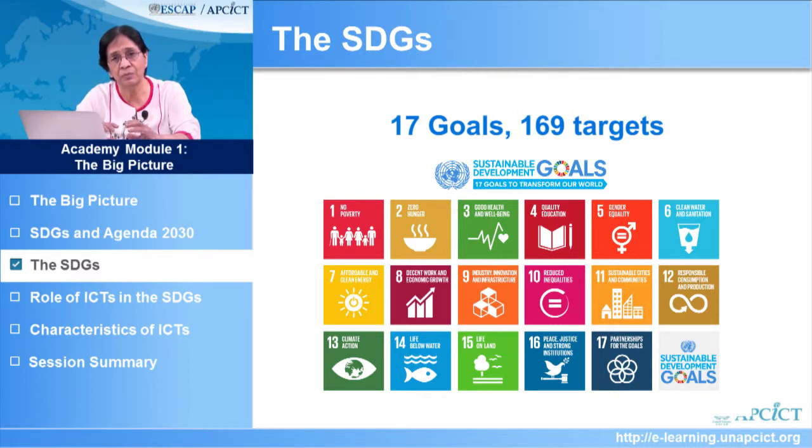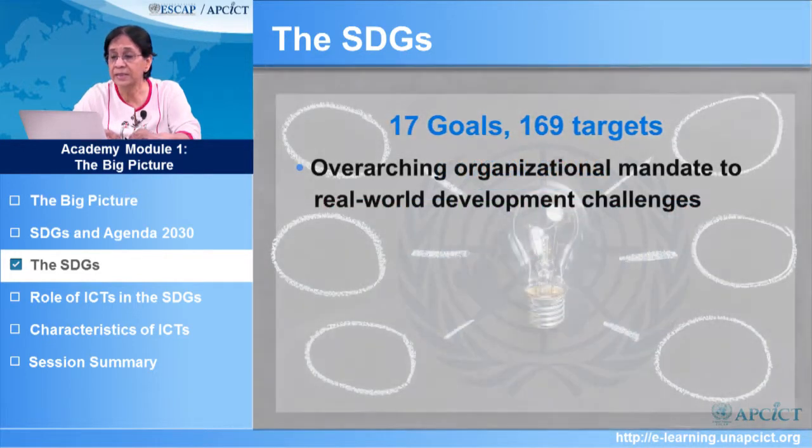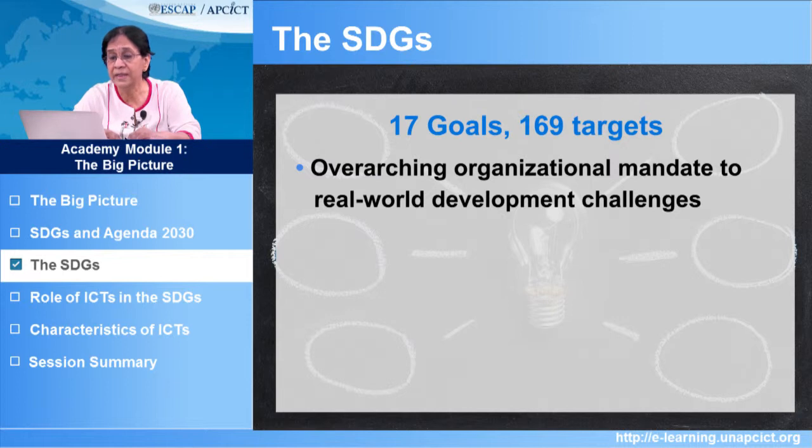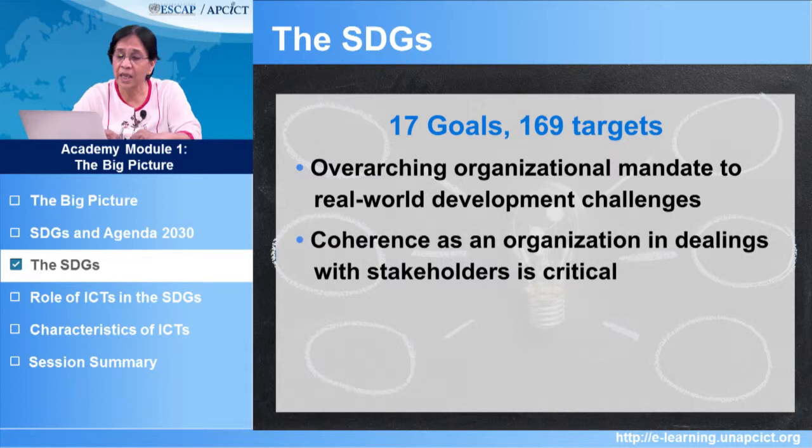You will find in the printed module all 17 of the goals listed separately. But this Sustainable Development Goals agenda is essentially an overarching organizational mandate responding to real-world development challenges. The idea behind the goals is that there is coherence, that there is logic, in terms of organizations and in the way in which we deal with stakeholders, because everybody is a stakeholder in the process of development. What this also means is that there has to be a different way of dealing with the complexities that are embedded in the principles underlying the Sustainable Development Goals.